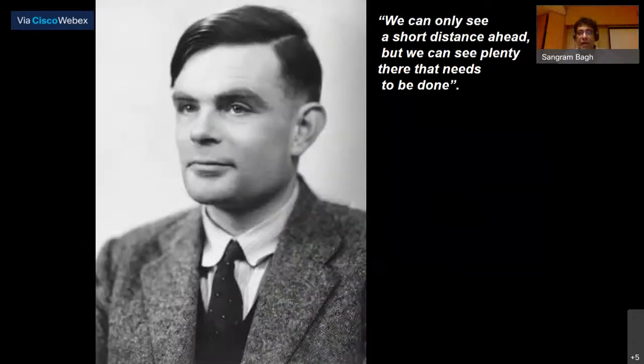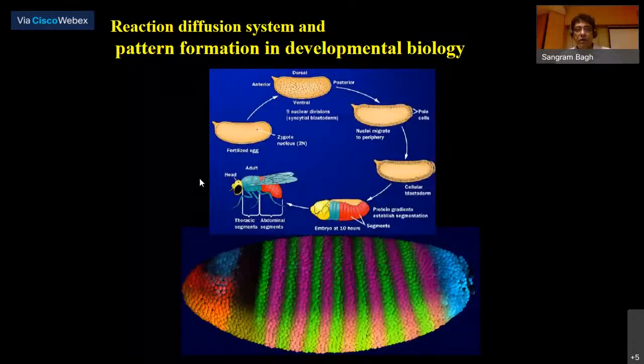To do that, we need some person, and this is the guy. He is the father of computer science, Alan Turing, right? Alan Turing is not only the father of computer science, but in 1952 he developed a theory called reaction-diffusion theory.